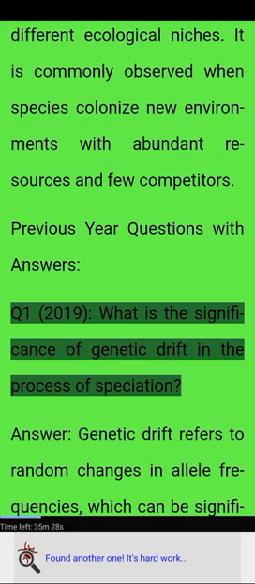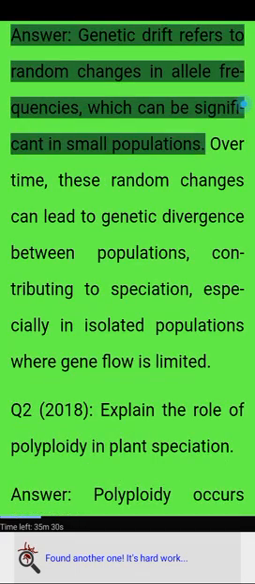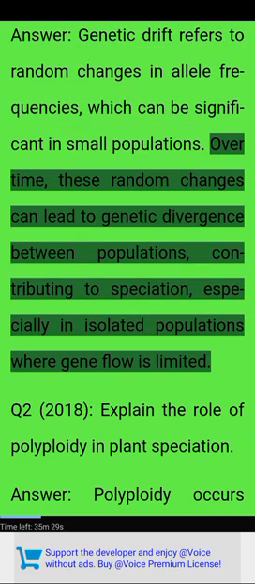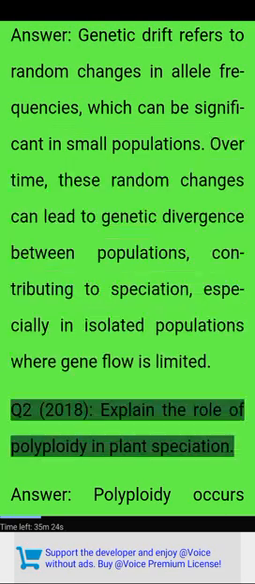Q1, 2019. What is the significance of genetic drift in the process of speciation? Answer. Genetic drift refers to random changes in allele frequencies, which can be significant in small populations. Over time, these random changes can lead to genetic divergence between populations, contributing to speciation, especially in isolated populations where gene flow is limited.